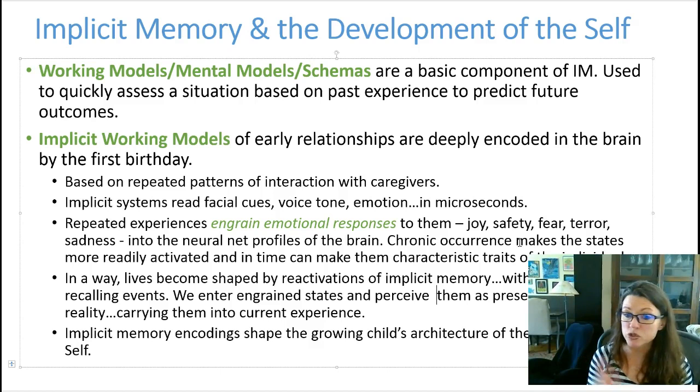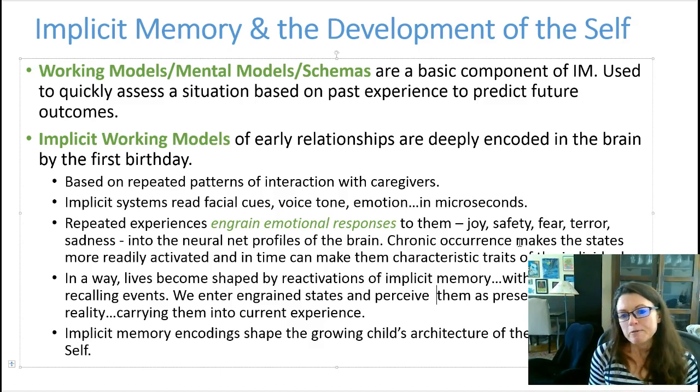Implicit systems read facial cues, voice tone, emotion in microseconds. The amygdala can read and assess a situation as dangerous or not much faster, in microseconds, than the cognitive brain, the thinking centers of the brain, can assess it. And so that will become encoded. So if it sees an angry look, even if it's only for a moment, it'll encode that. Gestures, things like this, repeated experience, ingrain emotional responses to them.